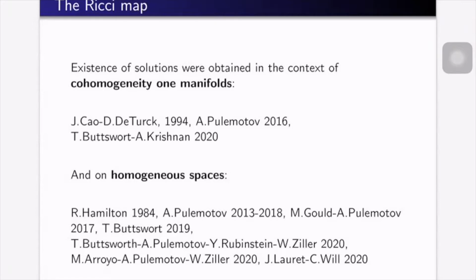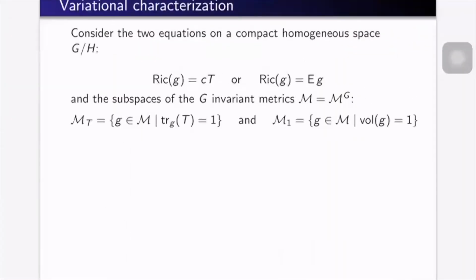So the aspect that I want to study for this problem today is a variational aspect, which is what the title says. In fact, I will compare two different problems that are related with certain similarities, but certain differences. One is the Einstein equation, and the other is a prescribed Ricci tensor. So C will be the constant in the prescribed Ricci tensor, and E will be the Einstein constant.